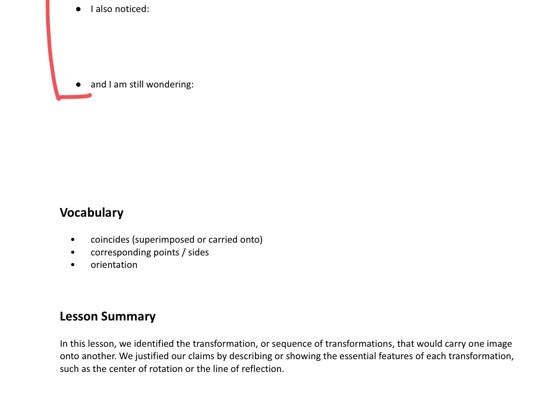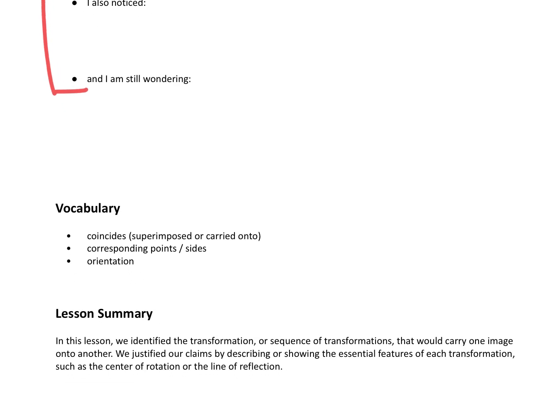Just to kind of summarize what this lesson taught. In this lesson, we identified the transformations or sequence of transformations that would carry one image onto another. We justified our claims by describing or showing the essential features of each transformation, such as the center of rotation or the line of reflection. So make sure when you go into your practice that you're very detailed, that you don't leave out any of the important essential features as you describe transformations.